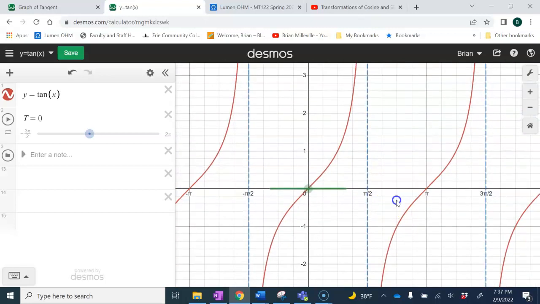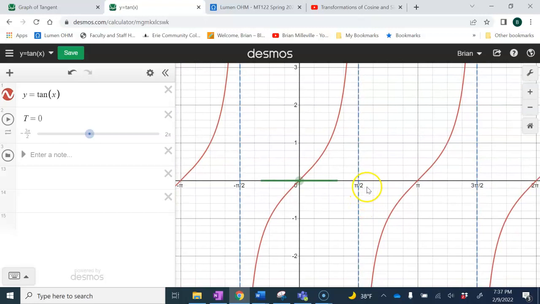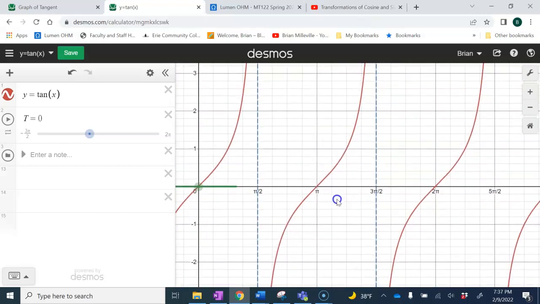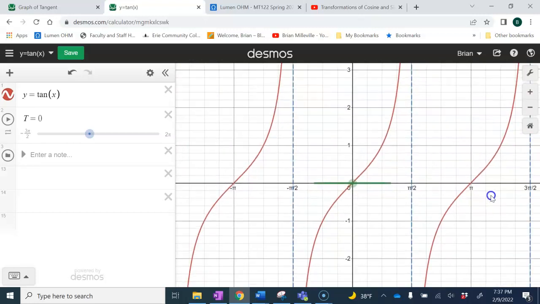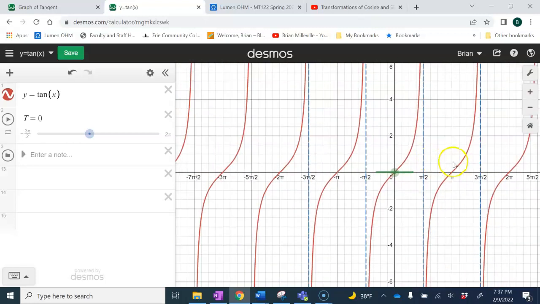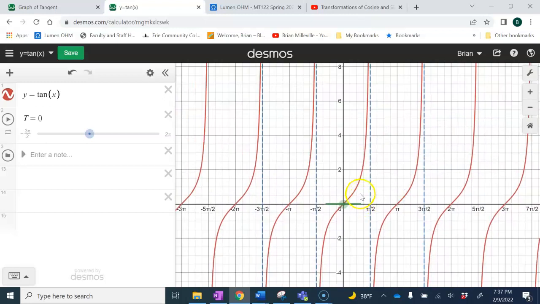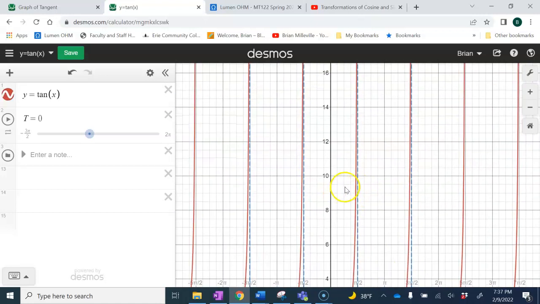The next cycle of it will be between pi over 2 and 3 pi over 2, and then that pattern just repeats itself going forward and backwards. All right, but if we zoom out here, I'm just going to click on the graph and trace it. We see the graph gets closer and closer to that line without quite ever touching it.